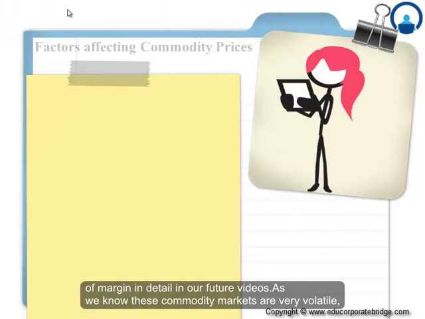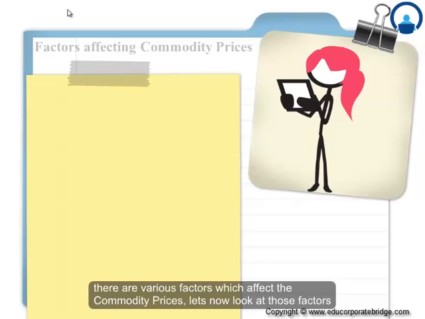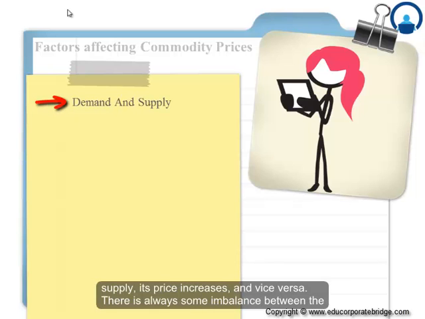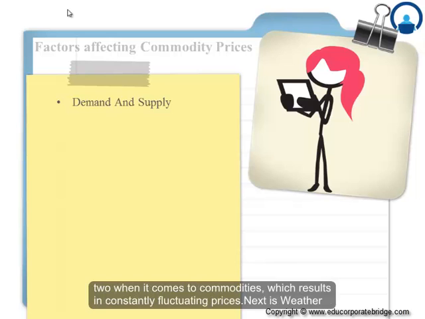As you know, these commodity markets are very volatile. There are various factors which affect commodity prices. Let's now look at those factors one by one. First is demand and supply. When demand for a commodity is higher than the supply, its price increases, and vice versa. There's always some imbalance between the two when it comes to commodities, which results in constantly fluctuating prices.